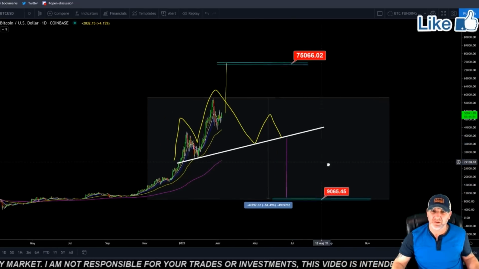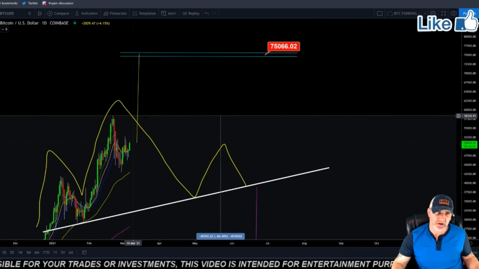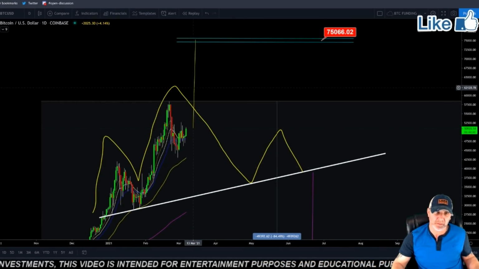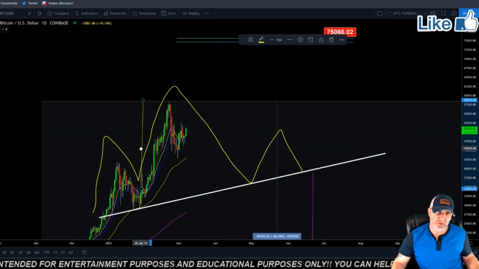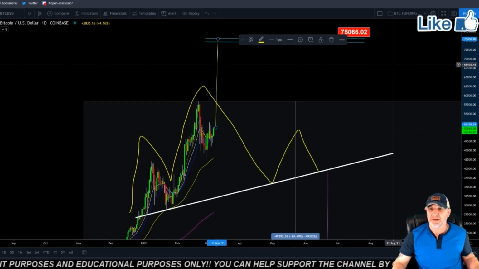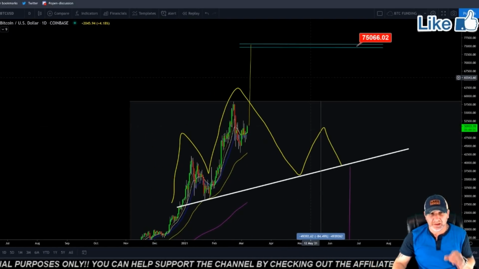Now there's also a bullish case on this same daily chart. If we look at this as a possible bull flag and we don't get that lower low that I'm expecting, we just go up from here. If we do a measured move of this as a flag pole, put it up, if we break out, could be a $75,000 Bitcoin. So let's see what happens here.